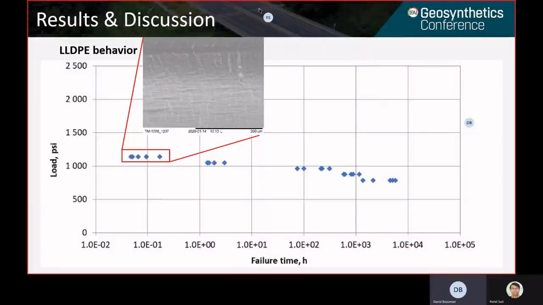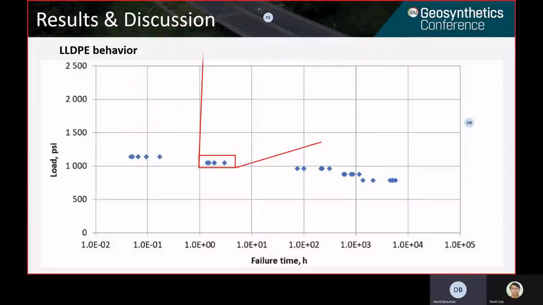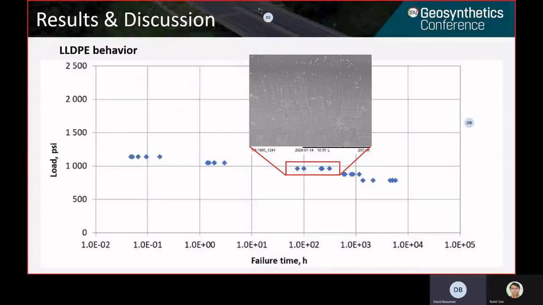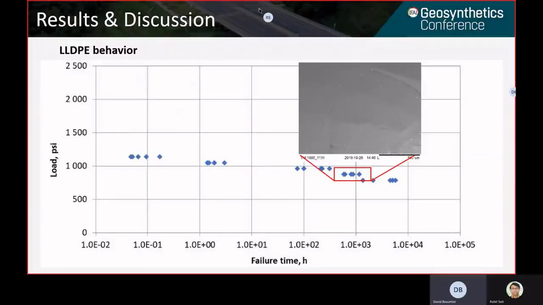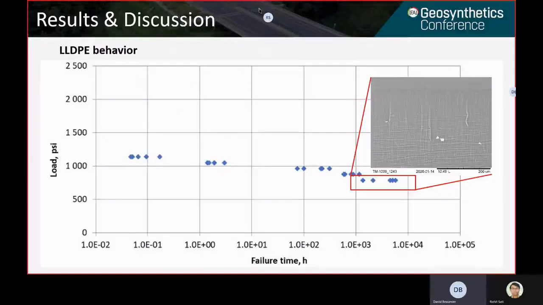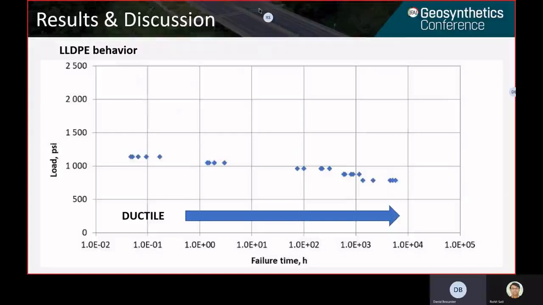Well, these wavy surfaces are often related to an elongation on the surface of the material, and if we get to even lower loads, we always get this type of wavy surface and ductile mode of failure in all LLDPE samples analyzed after their stress crack tests. So overall, what we can conclude for LLDPEs is that the mode of rupture was ductile in all cases.